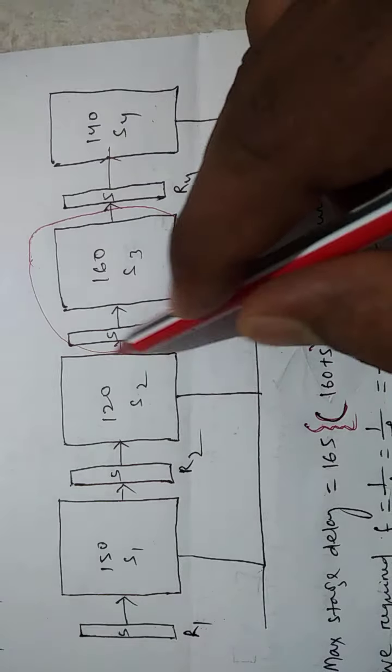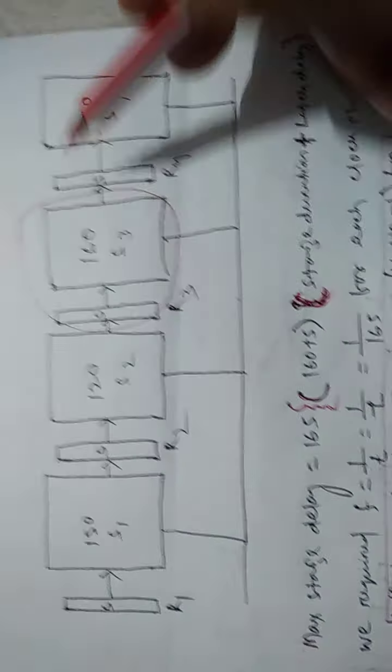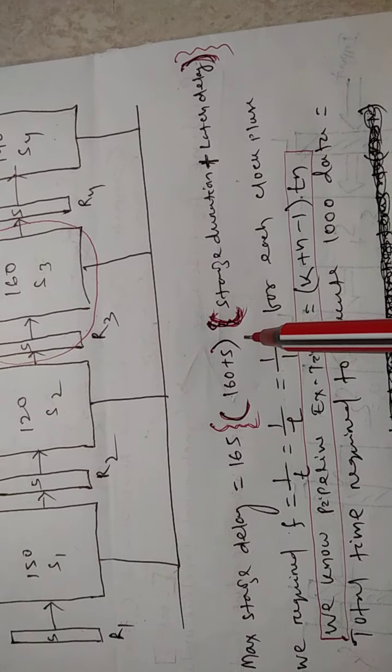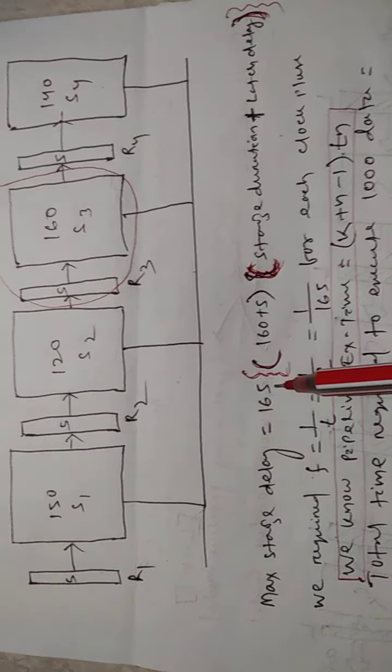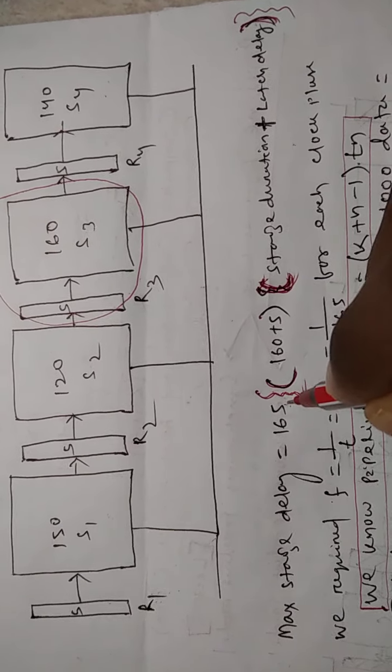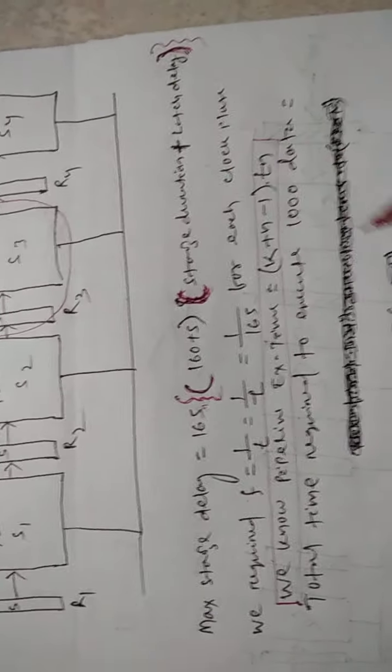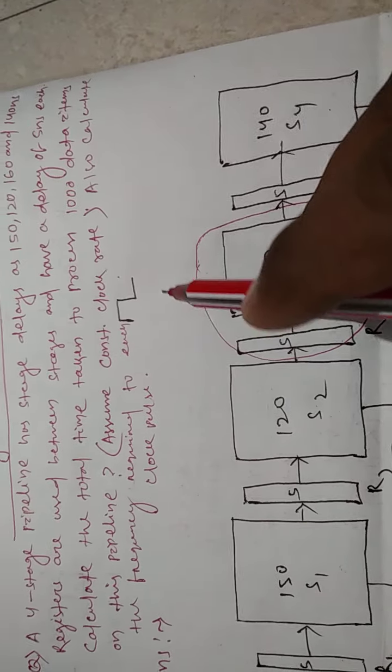So the maximum stage duration is 160. That's why it is called the total phase duration. The maximum stage delay, or total phase delay, is the maximum stage duration plus the latch delay, which is 165 nanoseconds.